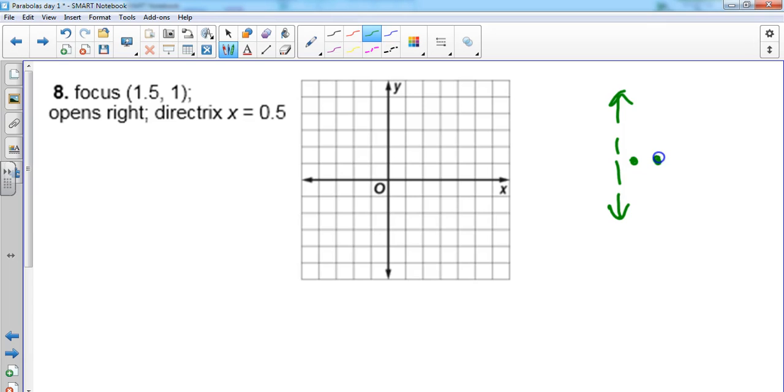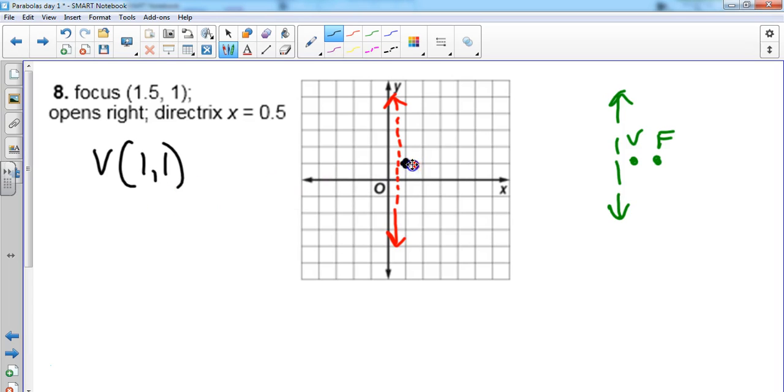It's in the middle, right? If this was the focus, the vertex would be exactly in the middle. Okay. Unfortunately, this is really tiny. Okay, 1.5 and up 1. And over here at 1/2 is the directrix. What's halfway between 1/2 and 1.5? 1. So the vertex is actually where? 1, 1.